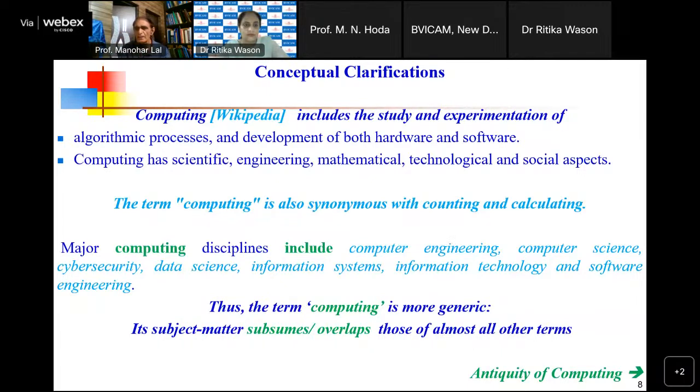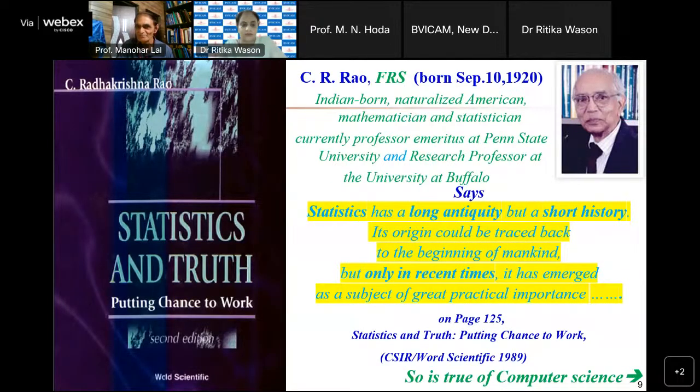As I mentioned, rudimentary computing started about 1 million years back when human beings started speaking. In this respect, we listen to this great man. He is C.R. Rao, one of the most respected statisticians ever born. He celebrated his 103rd birthday on September 10th. In addition to paying our regards to him, I am remembering him because of his comments about statistics, which is given in yellow.